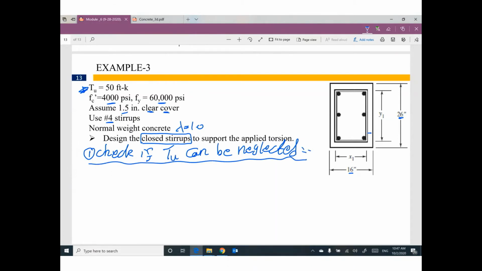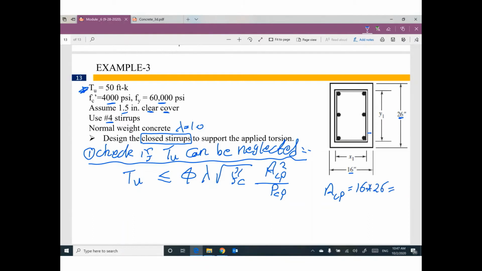So, we need to check T ultimate smaller than or equal to phi lambda square root F prime C times area CP squared divided by PCP. Guys, area CP is the total area of the whole cross section, which is 16 times 26. So 16 times 26 equal 416. PCP, the perimeter of the whole cross section, will be 16 plus 26 times 2, which is 84.